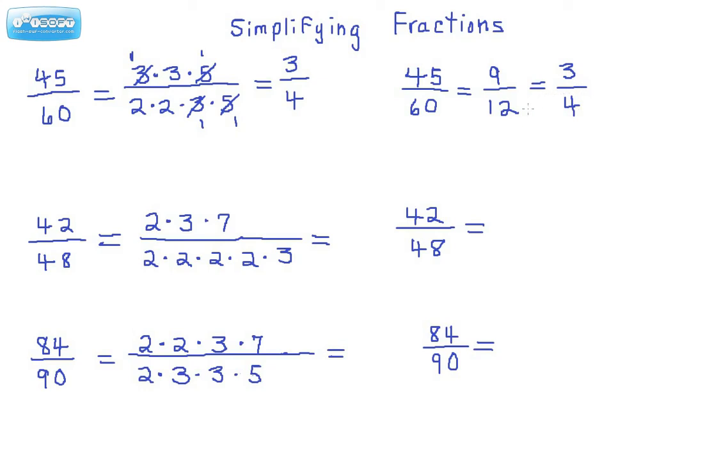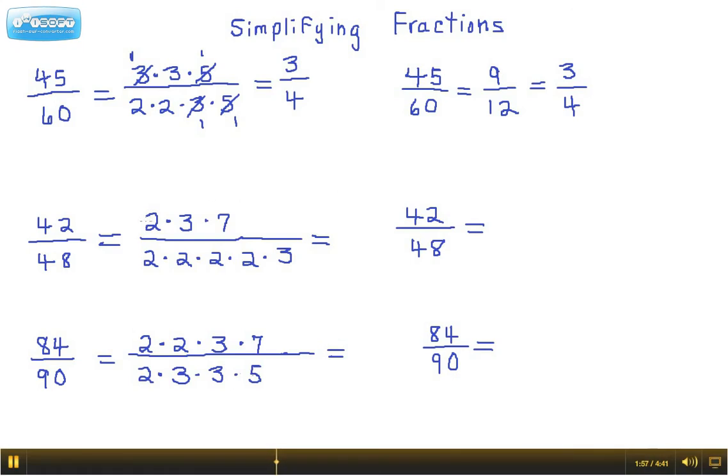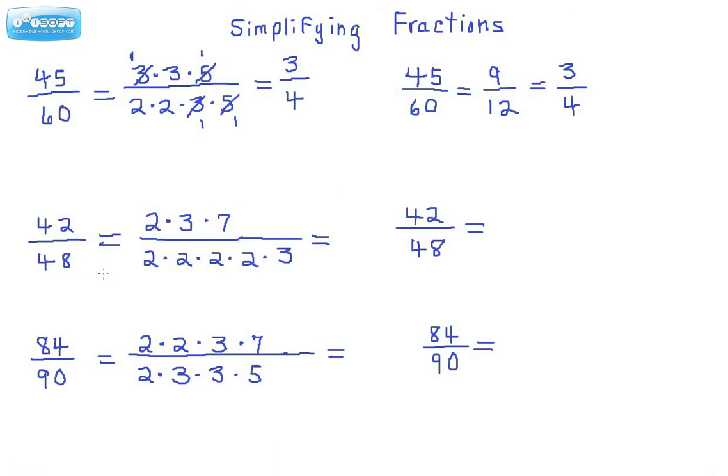The next fraction on the left is 42 over 48. The prime factorization of 42 is 2 times 3 times 7, and 48 is 2 times 2 times 2 times 2 times 3. So when we cancel anything that results in 1, this is going to reduce our fraction. And I also have a 3 on top and a 3 on the bottom, and this reduces. So on the top I have 1 times 7, which is 7, and on the bottom I have 2 times 2 times 2 times 1, and this gives us 7/8.